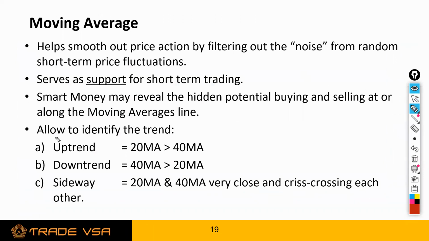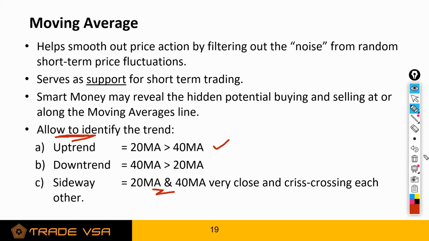So in order to identify trend, a few things to remember right now. 20 above 40 is an uptrend, just like the graph earlier on. Downtrend is 40 above 20, just like the one earlier, it's in a downtrend. Now, what if the 20 and 40 keep crossing with each other, very narrow and close with each other? That means this is a sideways market, probably an accumulation or reaccumulation, so it's a trendless market for the stock.